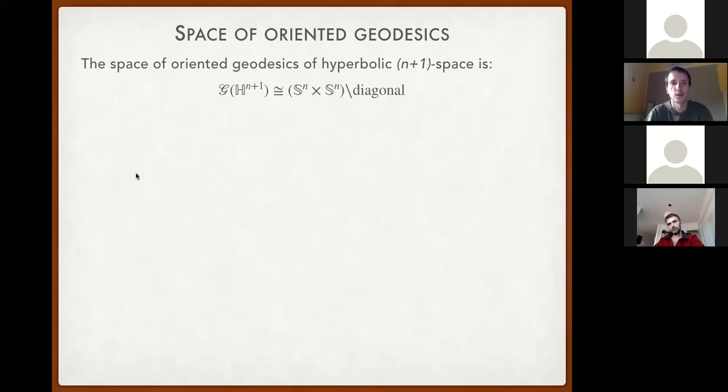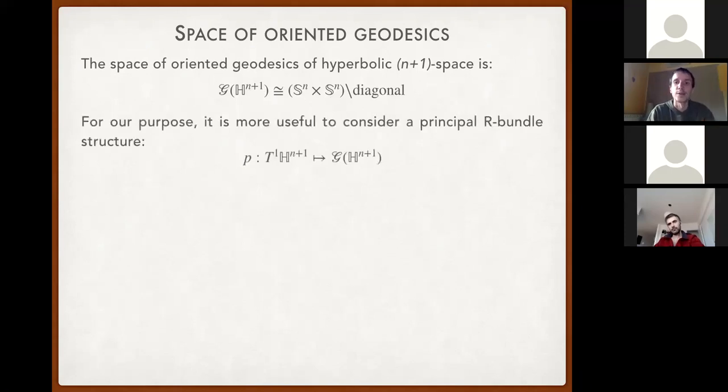Let's now focus on the case of the space of oriented geodesics of hyperbolic space of dimension n+1. I consider dimension n+1 because it's simpler for me. So basically, the space of oriented geodesics in hyperbolic (n+1)-space identifies, well, an oriented geodesic in hyperbolic space is uniquely determined by its two endpoints, right? So this space identifies to the product of two copies of the sphere, which is the visual boundary of hyperbolic space, minus the diagonal, because the two endpoints of the geodesic cannot coincide.